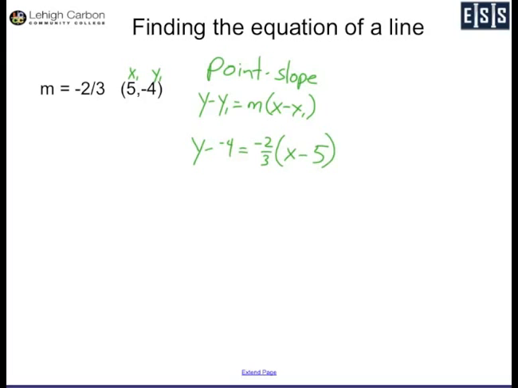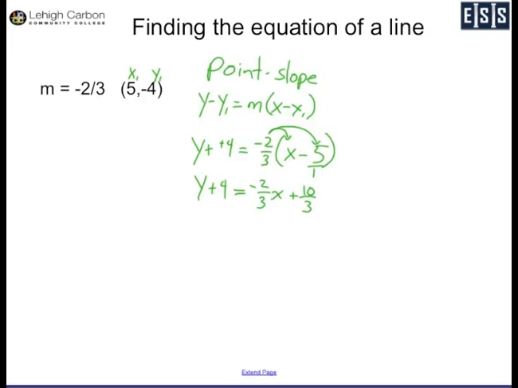But we always want to try and get this into slope-intercept form if we can, unless you're told to do otherwise. So y minus negative 4, subtracting a negative is the same as adding a positive. So this side is now y plus 4. On my other side, I'm going to distribute. My negative 2/3 is going to hop in and make friends with everybody on the inside. Negative 2/3 x. Negative 2/3 times a minus 5 becomes plus, because a negative times a negative is a positive. Put my 5 over 1. 2 times 5 is 10. 3 times 1 is 3.